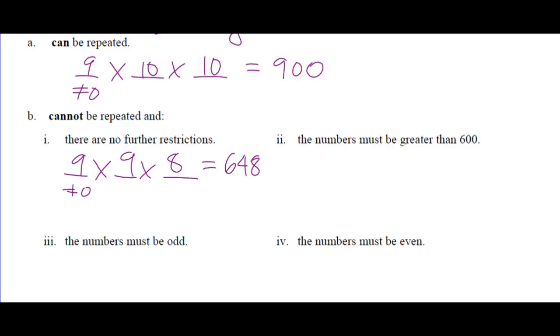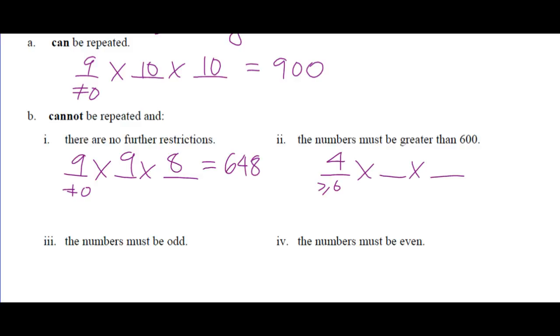The numbers must be greater than 600. Okay, what's the restriction if a number has to be greater than 600? So the first number has to be what? 6, 7, 8, or 9. So the first number has to be 6 or greater. How many choices are there for that? 4. Okay, so greater than or equal to 6, first number. No, you don't have to worry about 0 being out front.